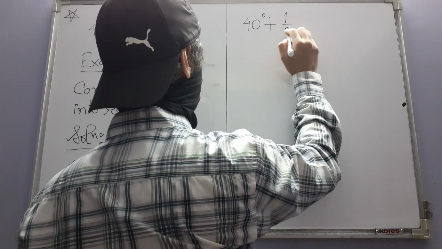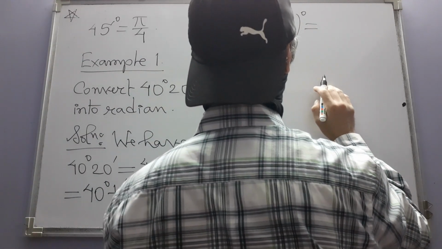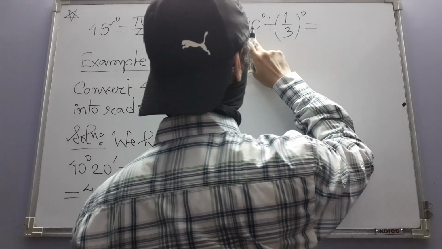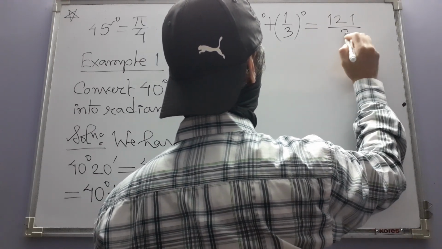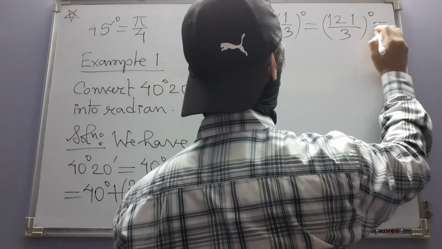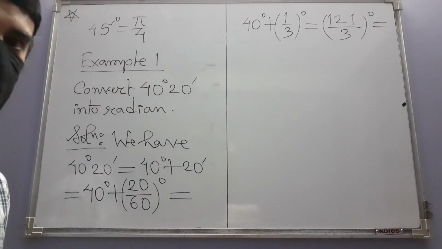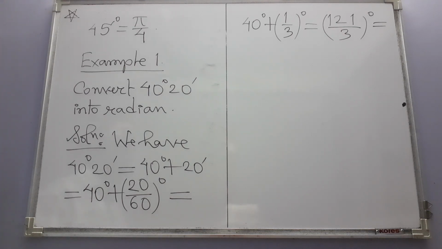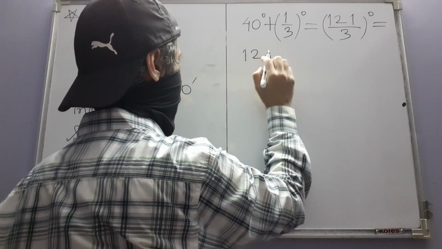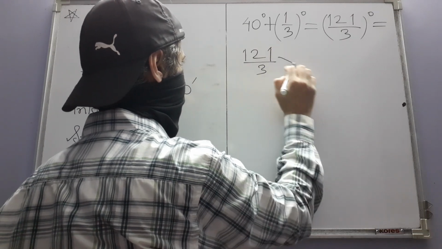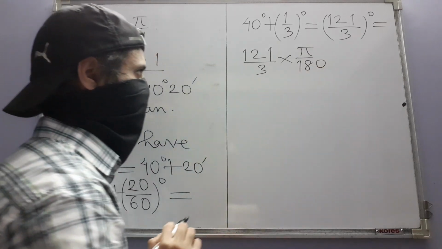Plus 1 over 3 degree. That means this will be how much? 121 over 3. Now that everything is in terms of degree, we can now apply our relation and turn this into radian. To do that, we have to multiply by pi over 180.